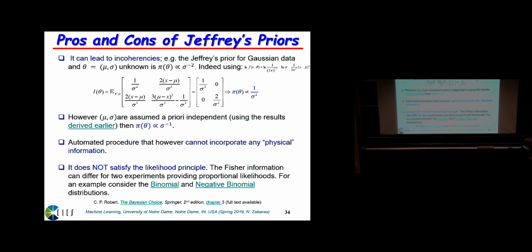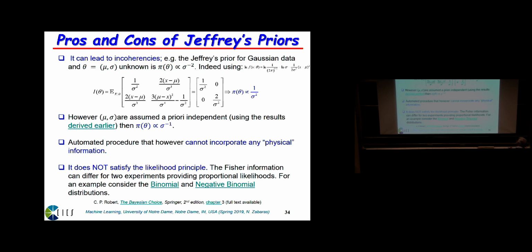All right? So let me ask the following first. If you take mu and sigma to be independent, what are Jeffreys priors for mu and sigma? If we take mu and sigma to be independent, the Jeffreys prior for mu and sigma together will be the Jeffreys prior for mu, which is how much? It's uniform, 1. And what is the Jeffreys prior for sigma? 1 over sigma.